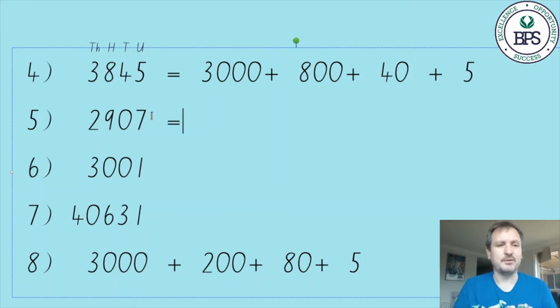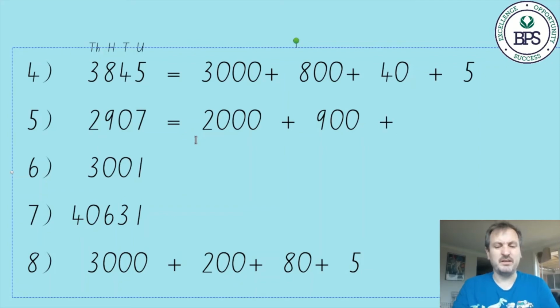All right, let's try the next one. 2,907. So that one is 2,000 plus 900. Now this one had no tens, so we don't need a fourth number. We only need 3 here, so we don't need to write plus 0. We could write this, but there's really no need. It's worthless, so we generally don't bother to write that. So plus 7.